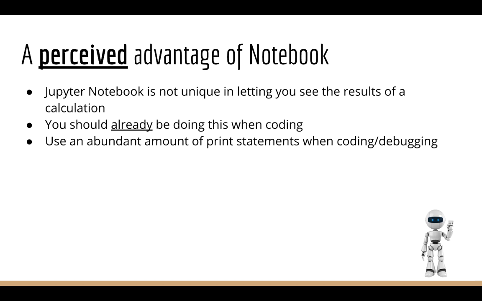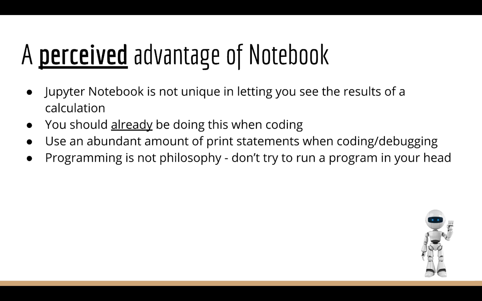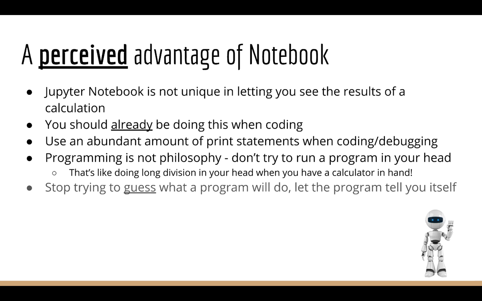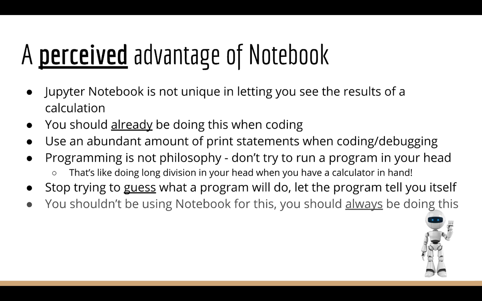Remember, programming is not philosophy. You're not supposed to be running a program in your head. That's like trying to do long division in your head when you have a calculator in your hand. So just by printing things out, you can be more efficient. Stop trying to guess what a program will do and just let the program itself tell you what it's doing. The key takeaway here is you should always be printing things out. The fact that Jupyter Notebook shows you the result of each block of code is not simply a happy surprise.